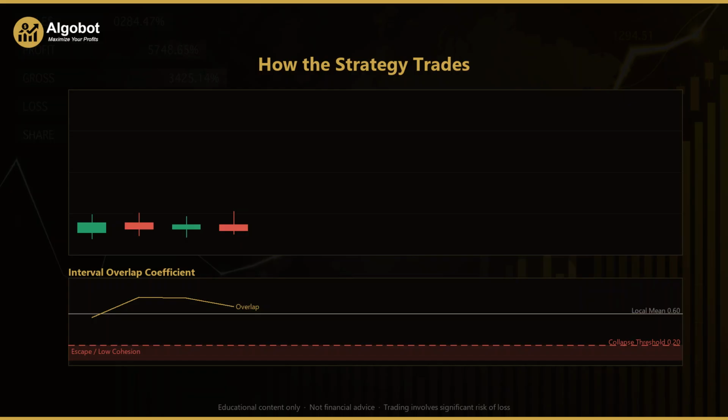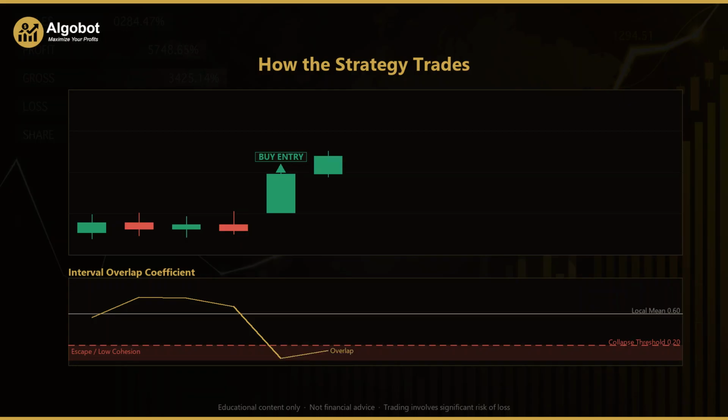Now watch the fifth candle. It lifts sharply, opening and trading almost entirely above the prior bar's range. Because its interval barely touches the previous interval, the overlap coefficient collapses, plunging beneath the dashed threshold line in the subpanel. That's the escape signal.